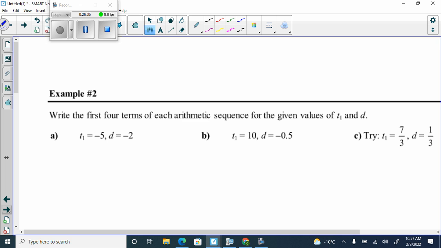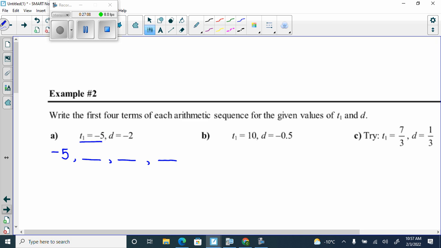So if our D value is positive, our sequence will increase, correct? Because we're going to add 2, add 2, add 2, add 4, add 4, add 4. If our D value is negative, our sequence is actually going to decrease, because you're adding a negative, adding a negative, adding a negative, which means you're actually subtracting from it, right? So your sequence will go down. Do you agree? So this one, term 1 we already have. Term 1 is negative 5. Now I need the next 3.